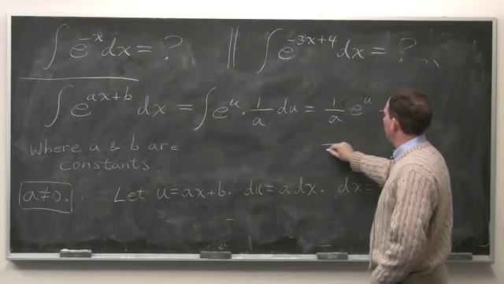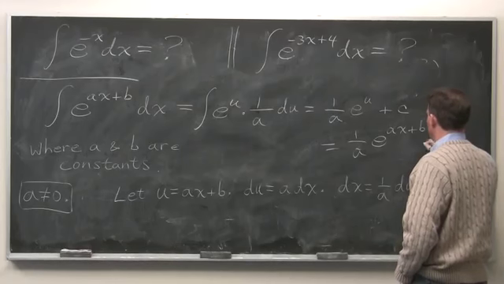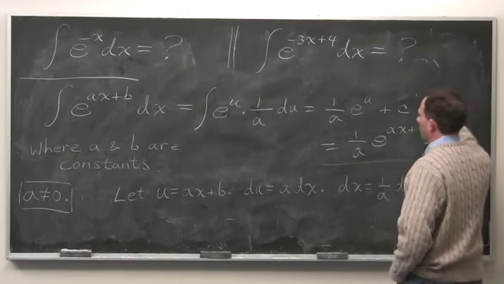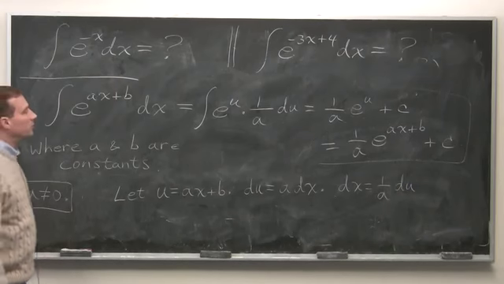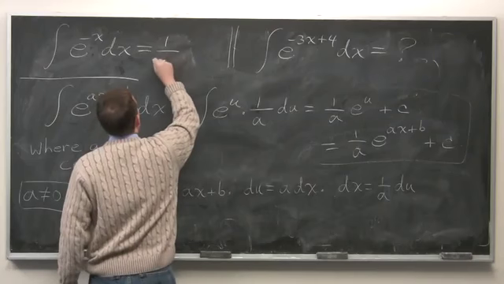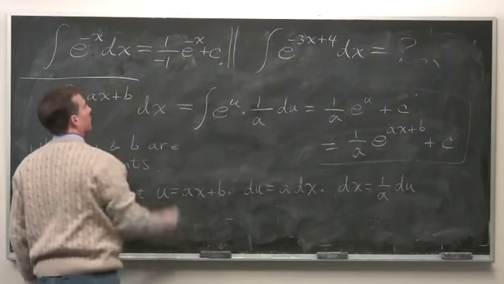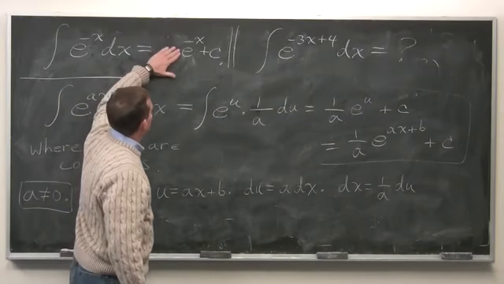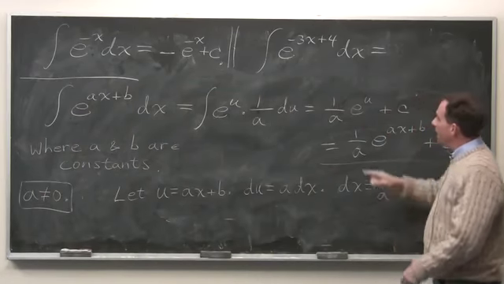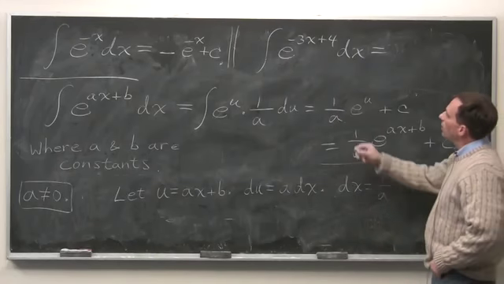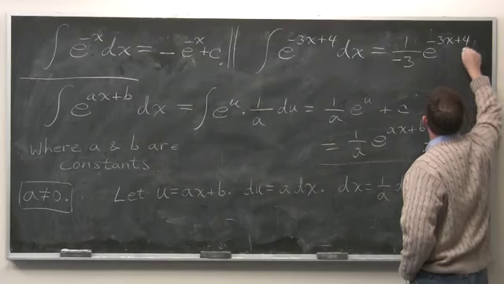And then you put back in that u is ax plus b. So you get this. So what does that mean here? In this case, the a would be minus 1 and b would be 0. So we get 1 over minus 1 e to the minus x plus c. Of course, 1 over minus 1 is just minus 1, so we get minus e to the minus x. And then here, the a is minus 3 and the b is 4. We get 1 over minus 3 e to the minus 3x plus 4 plus a constant.